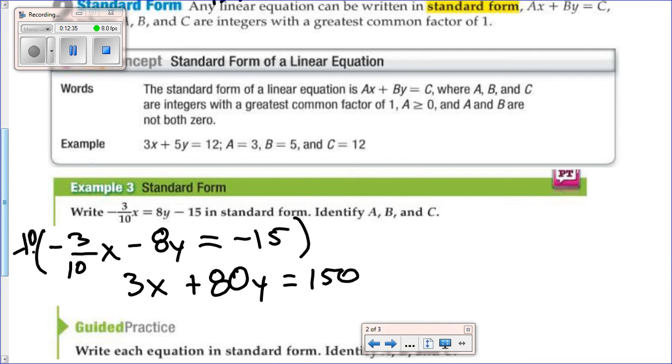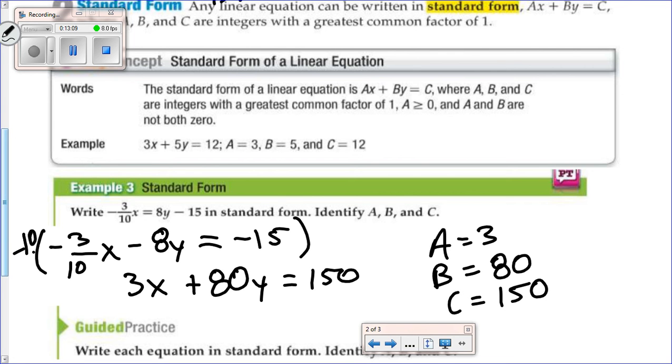A was not an integer, so we cleared the fraction by multiplying by negative 10. The greatest common factor of a, b, and c is 1. That is accurate. And a is greater than or equal to 0, so a is positive, not negative, and that is true as well. So we have it in standard form, so we have identified a, b, and c. A is equal to 3, b is 80, and c is equal to 150.